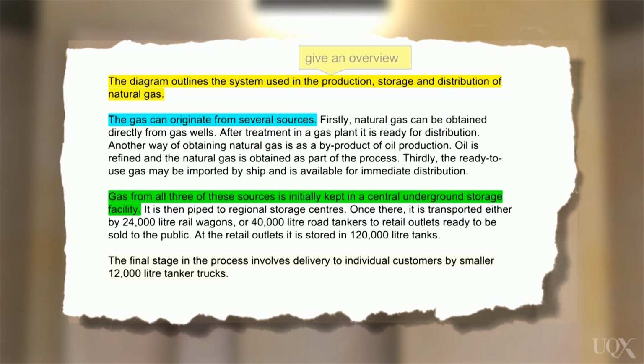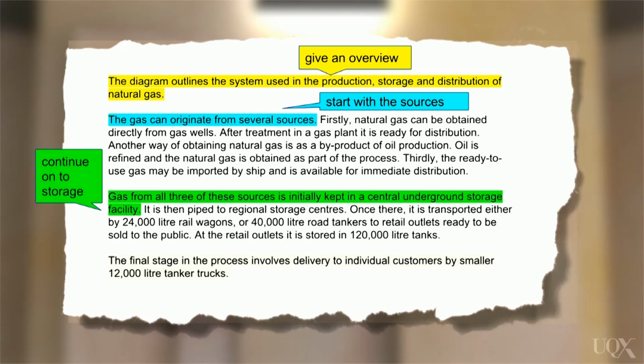Notice how the writer begins with an overview of the whole process, which has three main parts: production, storage, and distribution. Then, as we suggested, start your description of the key features in the flowchart with the sources. Continue your description by describing how the gas is stored. And finally, finish your description by talking about how the gas is distributed to customers. Why don't you take a moment now to read the whole response?